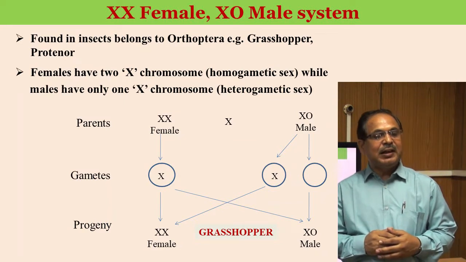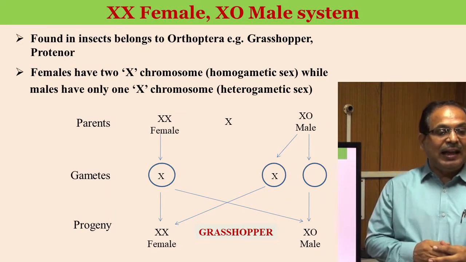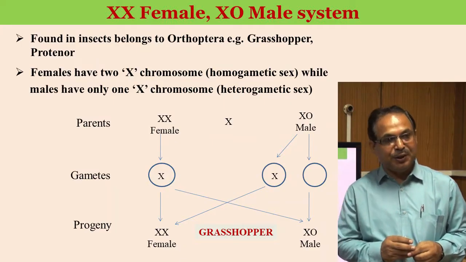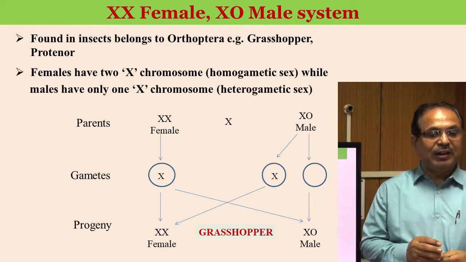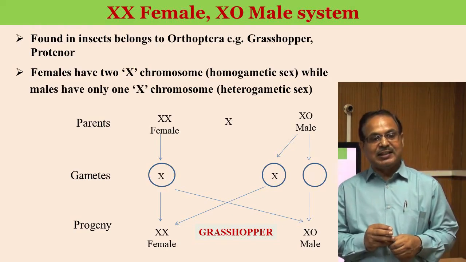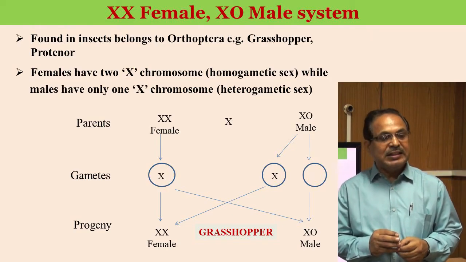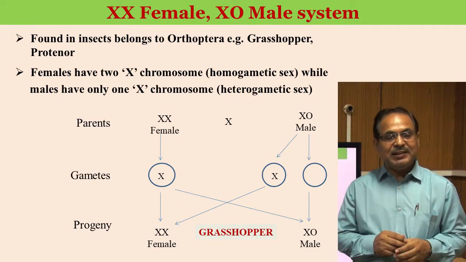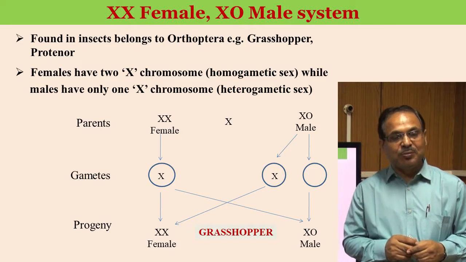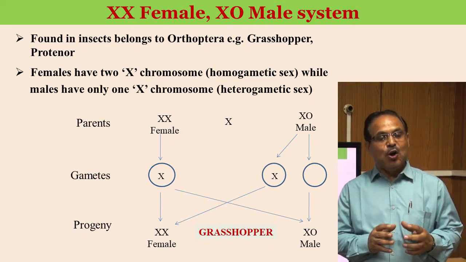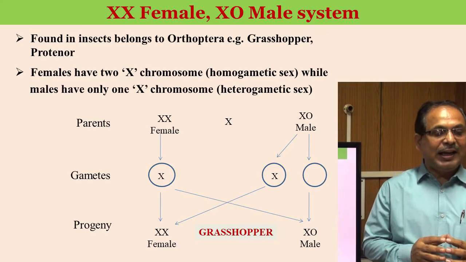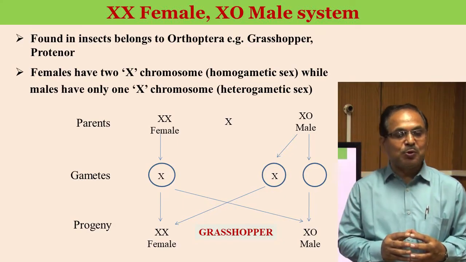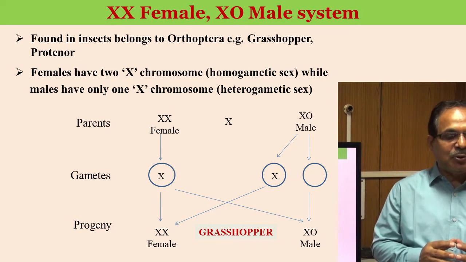The third system is the XX female and XY male. This system is much more common in humans, mice, Drosophila, some fishes, and some amphibians. This system is generally common. In this system, females have two X chromosomes. That's why it is referred to as the homogametic sex, whereas the male has one X and one Y chromosome and is referred to as the heterogametic sex.